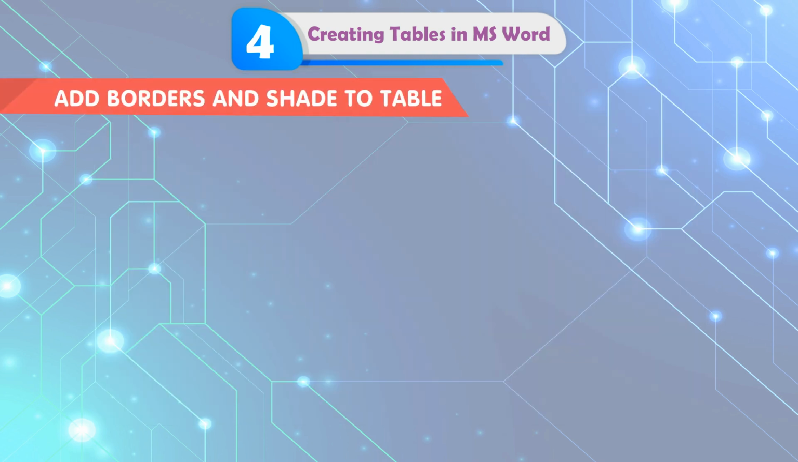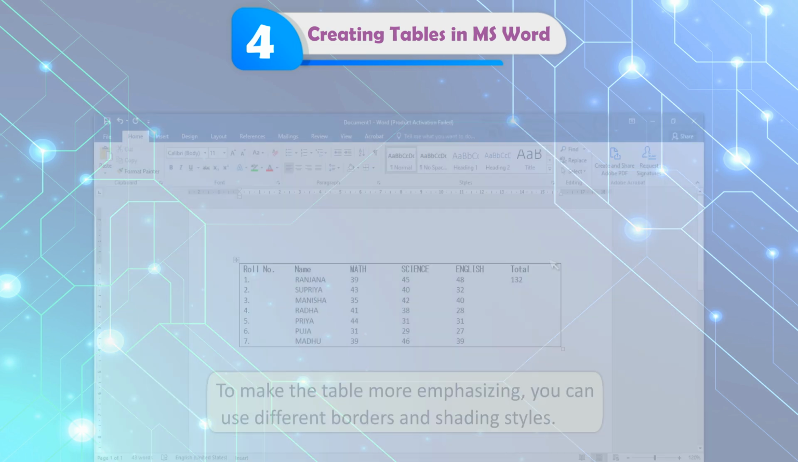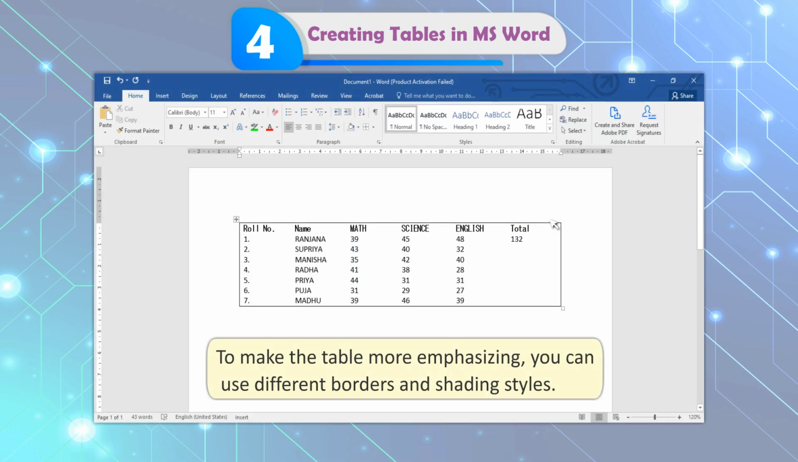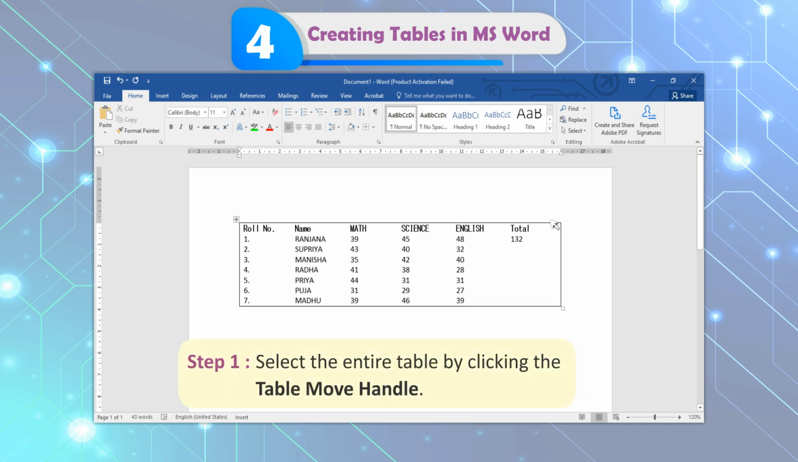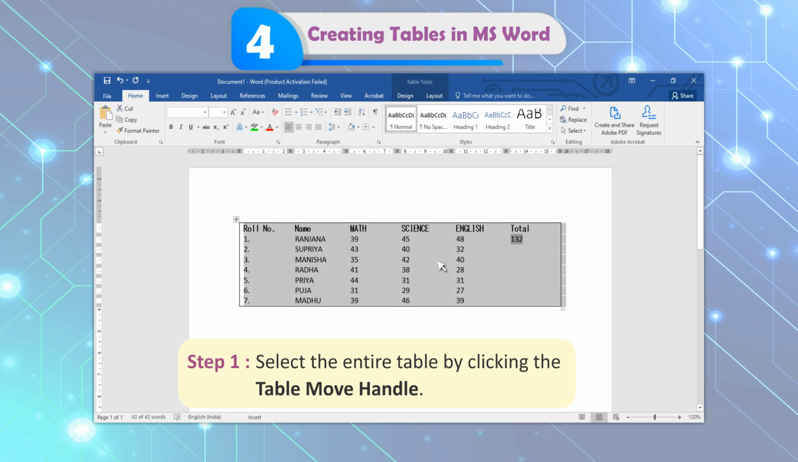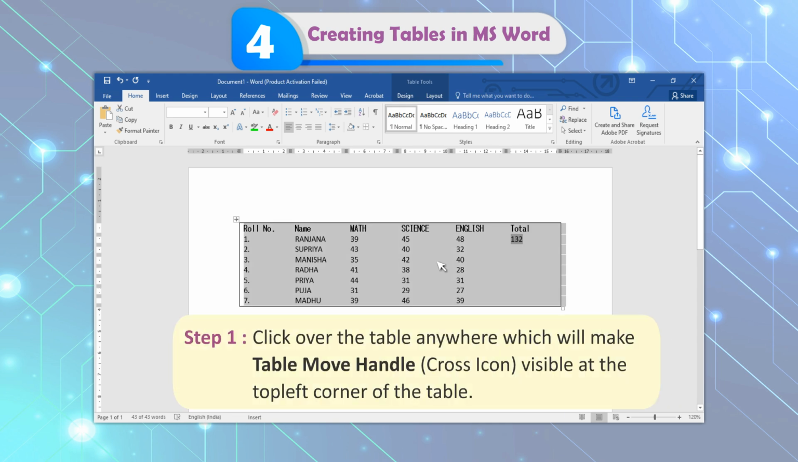Add borders and shade to table. To make the table more emphasizing, you can use different borders and shading styles. Follow the given steps for applying border and shading. Step 1. Select the entire table by clicking the Table Move handle. Click over the table anywhere which will make Table Move handle, a cross icon, visible at the top left corner of the table.